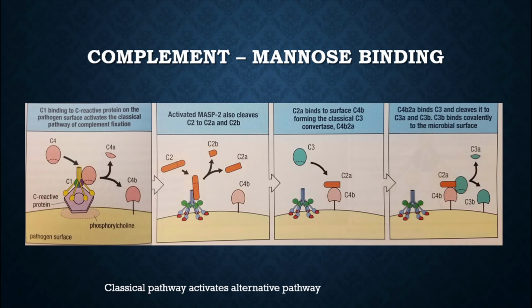And then the classical pathway is just an adaptation of this, where you replace mannose binding lectin with C-reactive protein, or as we'll talk about later, antibodies.